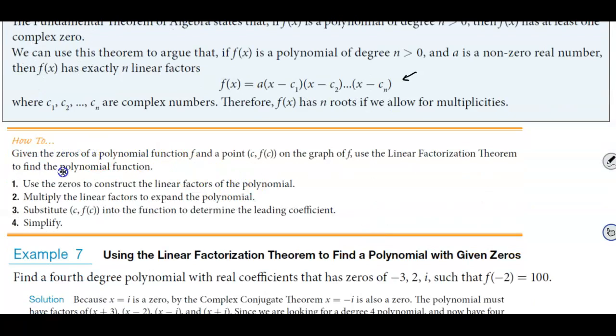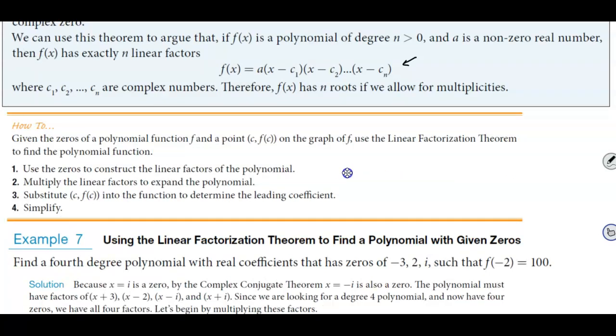So how do we go about this? Well, given the zeros of the polynomial function f and a point c and f of c on the graph of the function, we're going to use the linear factorization theorem to find the polynomial function. Step 1, we're going to use the zeros to construct the linear factors of the polynomial. Step 2, we're going to multiply the linear factors to expand the polynomial. Step 3, we're going to substitute the ordered pair into the function to determine the leading coefficient, and then we're going to simplify.